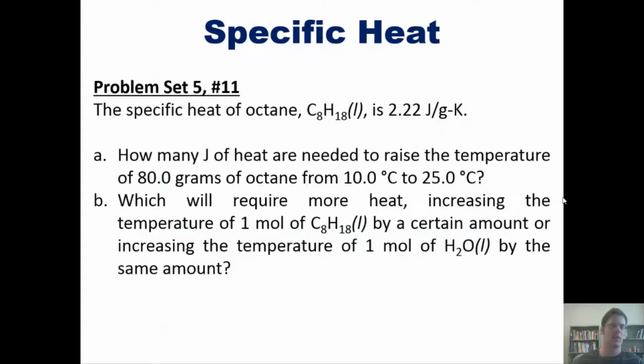All right, let's take a look at a problem. The specific heat of octane, whose formula is this, is 2.22 joules per gram Kelvin. How many joules of heat are needed to raise the temperature of 80 grams of octane from 10 to 25 degrees Celsius? And separately, which will require more heat, increasing the temperature of 1 mole of octane by a certain amount, or increasing the temperature of 1 mole of water by the same amount? Now, I'm not going to do this for you, but I invite you to attempt to do it on your own. And then if you wish, you can click the link here to a separate video in which I'll show you how to do it on the board.